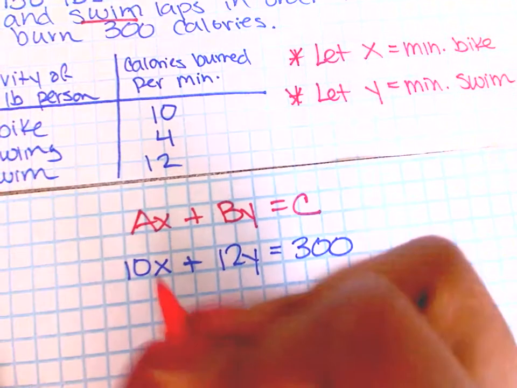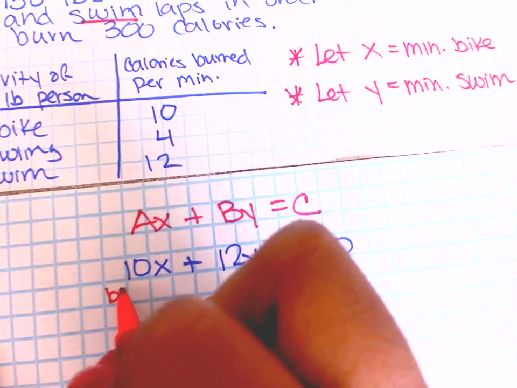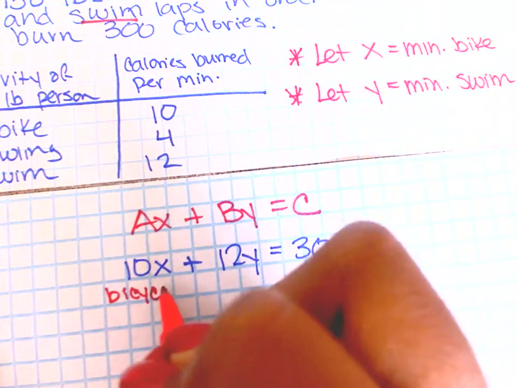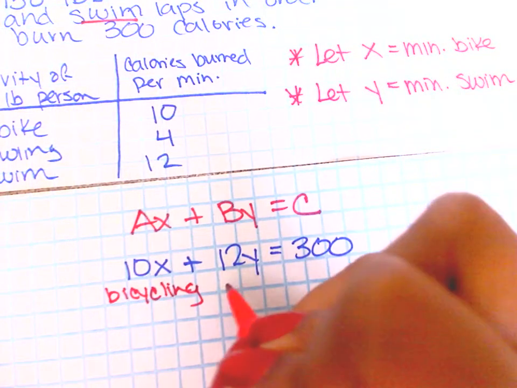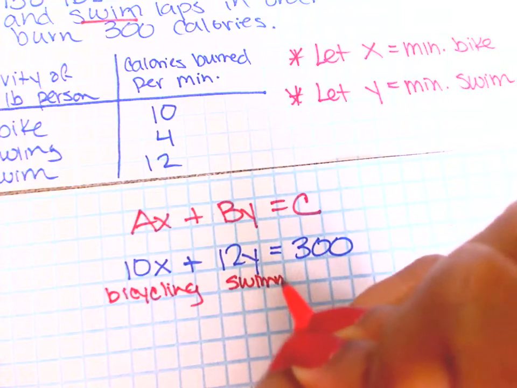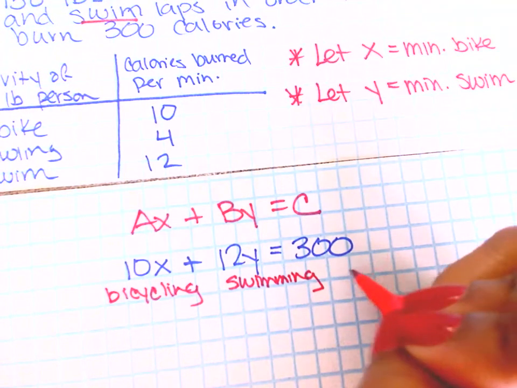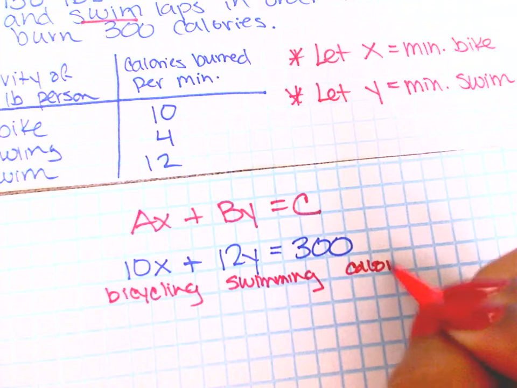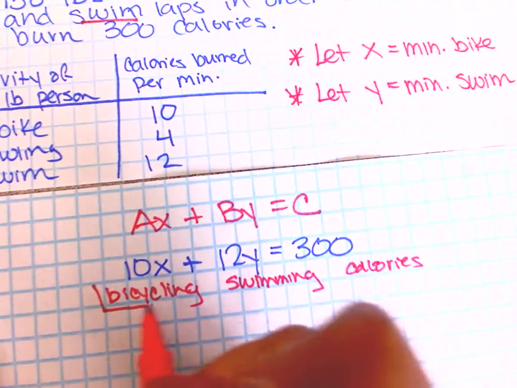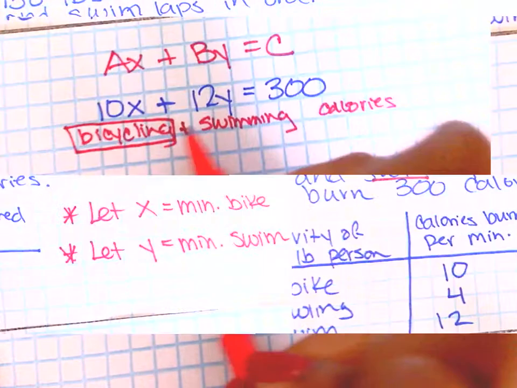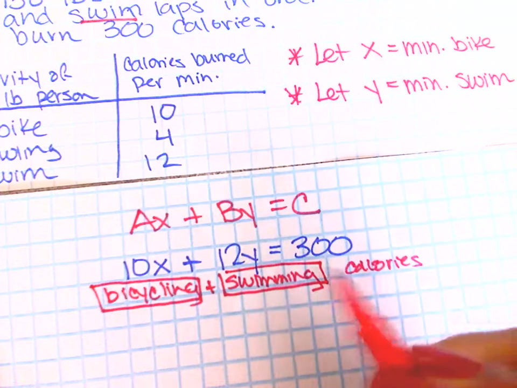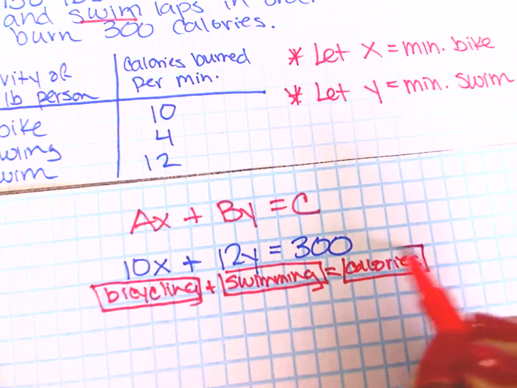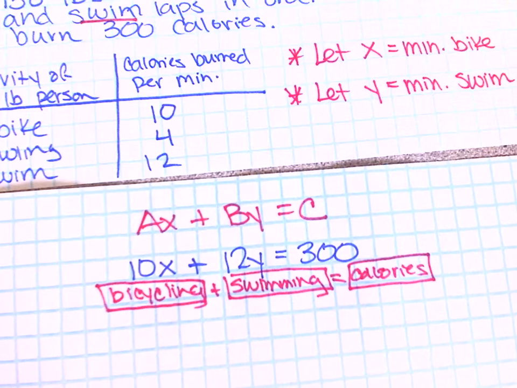So again, let me label it for you. This is biking plus swimming equals the calories that they burn. Biking plus swimming equals calories. And now, so you're ready, you can go ahead and stop.